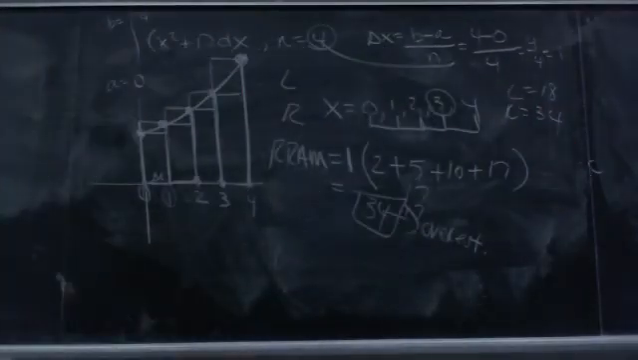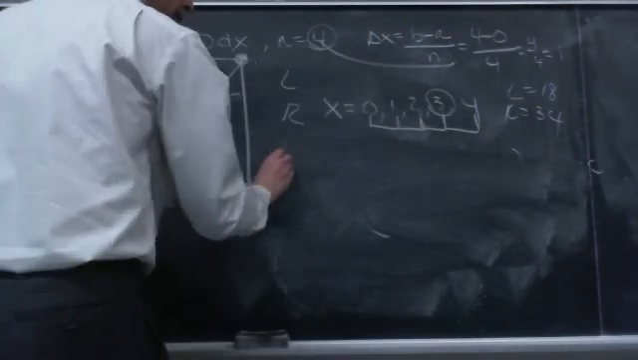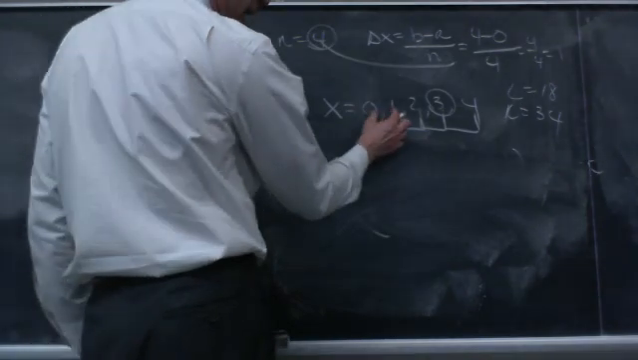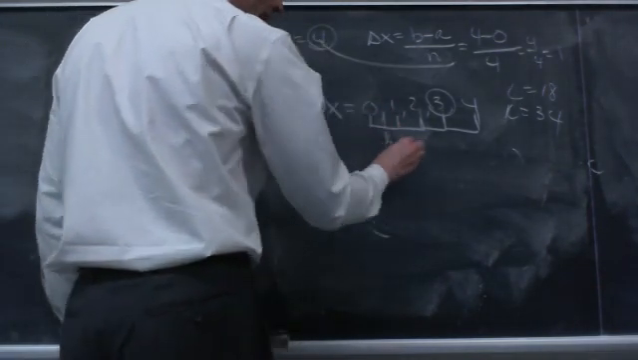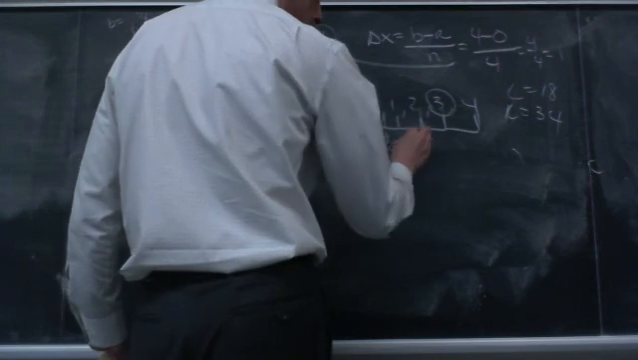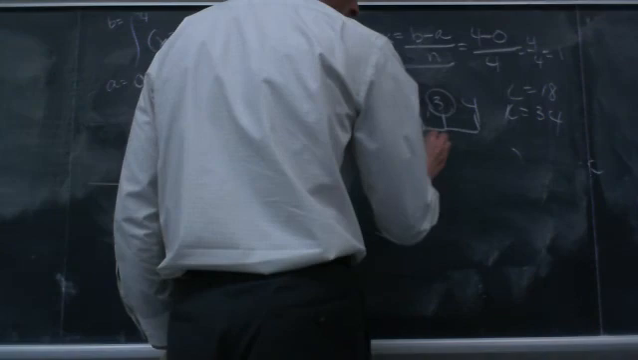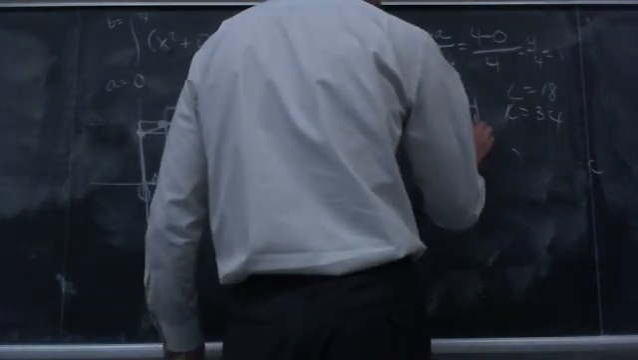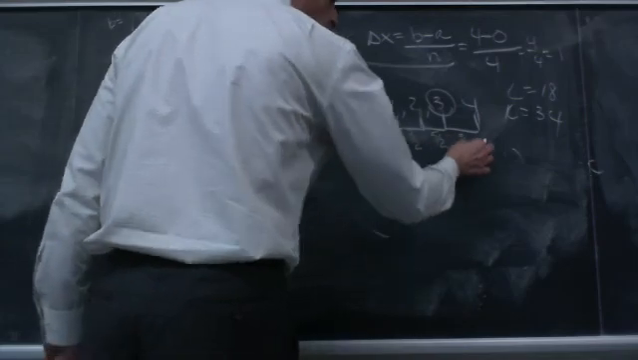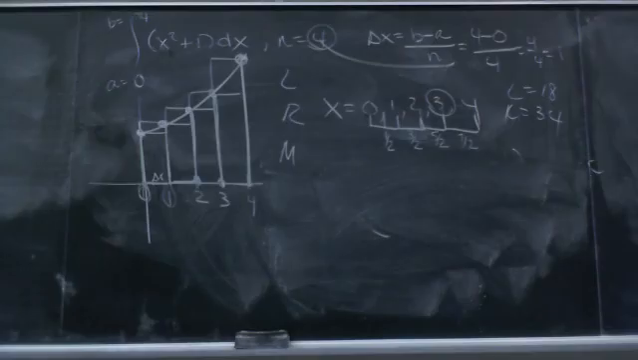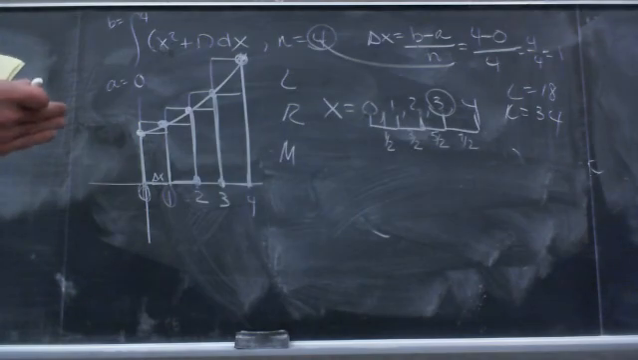Well, I think we'd agree that a nice compromise would be the midpoint. The midpoint is found by adding the ends and multiplying by a half. So this middle would be a half. 1 plus 2 is 3, divided by 2 is 3 halves. 2 plus 3 is 5, divided by 2 is 5 halves, and 3 plus 4 divided by 2 is 7 halves. So these are the midpoints of each of those subintervals.